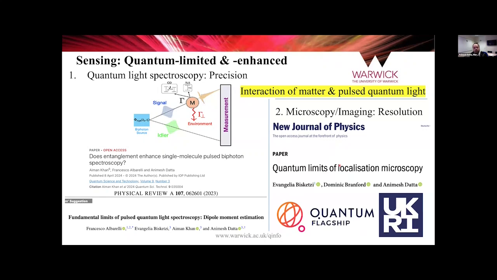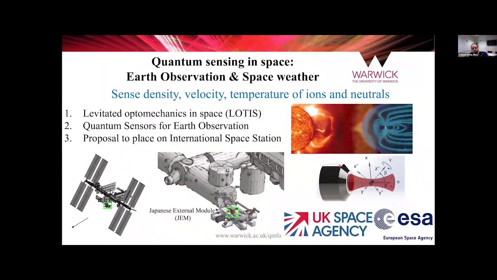At the very end, I want to highlight one recent work, which I'm quite excited about, which is quantum sensors for space, for Earth observation and space weather. We have a couple of projects, one with the UKSA and one with ESA, on using optomechanical sensors. One of the earlier speakers mentioned atom interferometry, Rydberg atoms and magnetometers. We are working with groups in various places on levitated optomechanics for sensing space weather and Earth observation. And we have a proposal to place some of these on the International Space Station, on the part which interestingly happens to be what's called the JEM, the Japanese External Module.